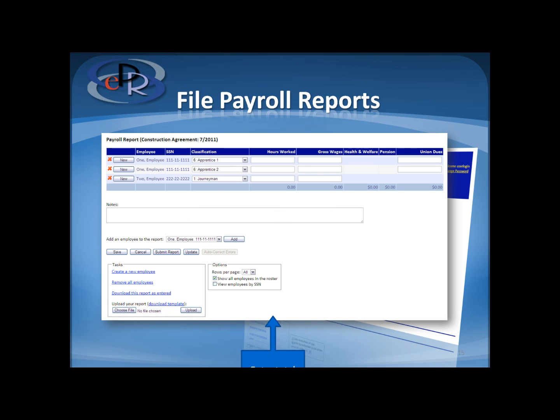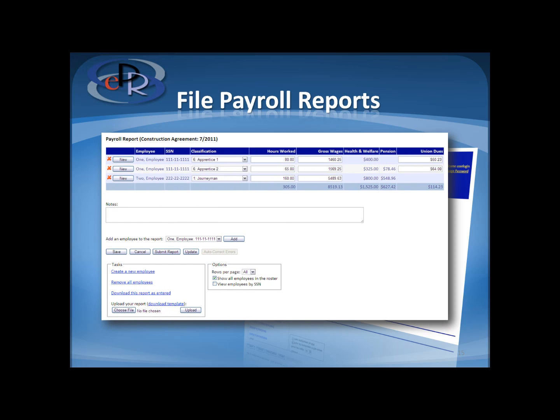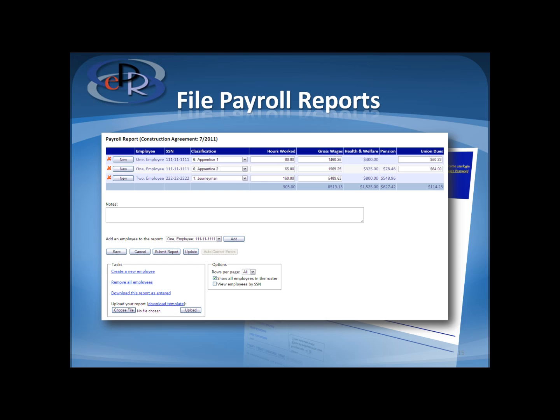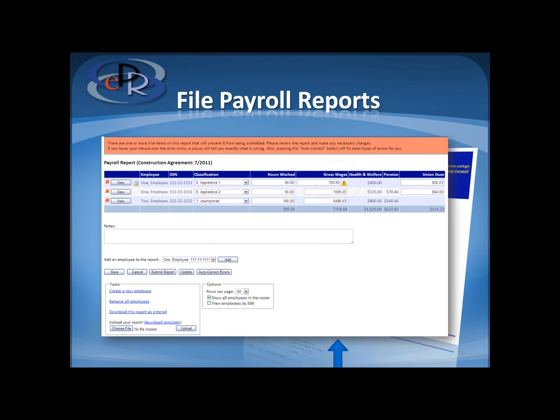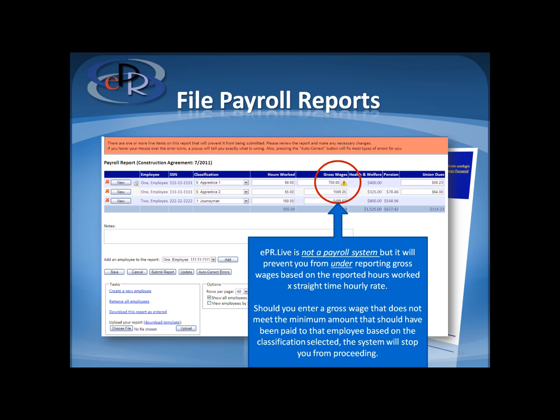To start filling out your payroll report, first add hours to the report, wages paid, and any employee deductions. Click the Update button. Notice that the system is programmed to calculate your employer contributions automatically. ePR.Live has detailed calculations that sit behind all payroll reports. If you run into issues when filing, such as a warning message about underpayment towards a certain contribution, read the error message and adjust your report as required to continue.